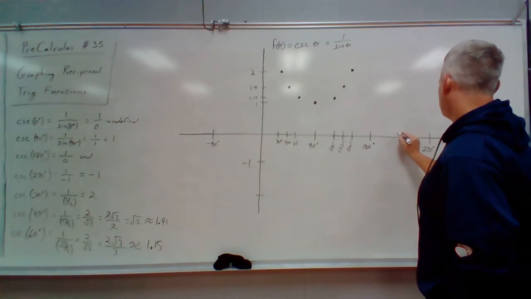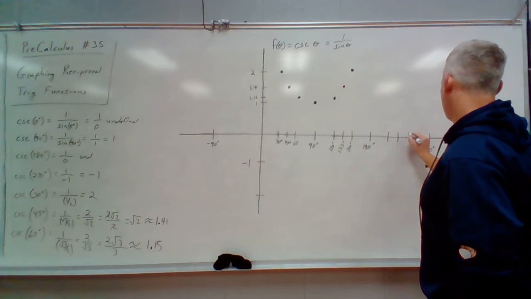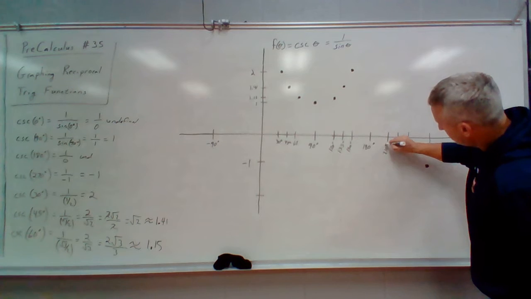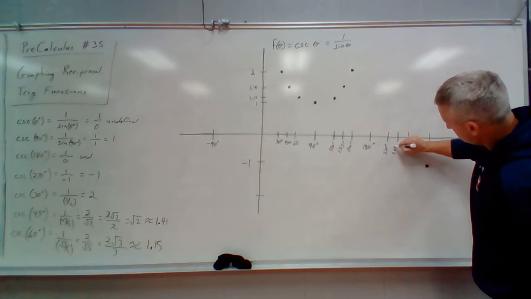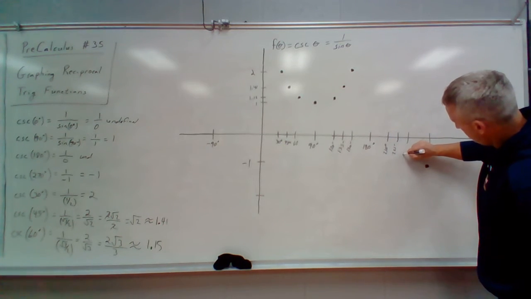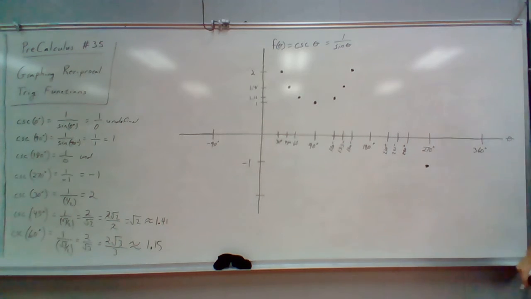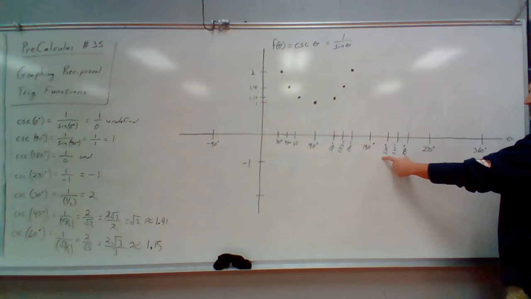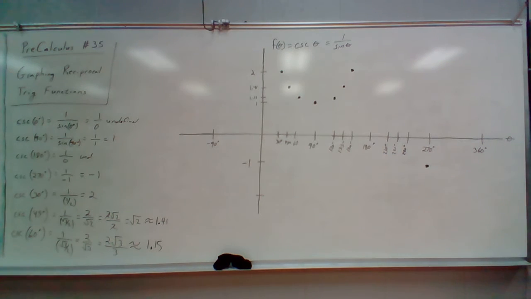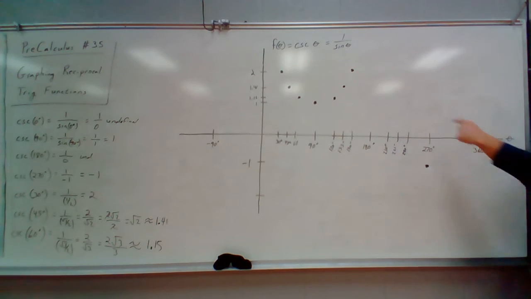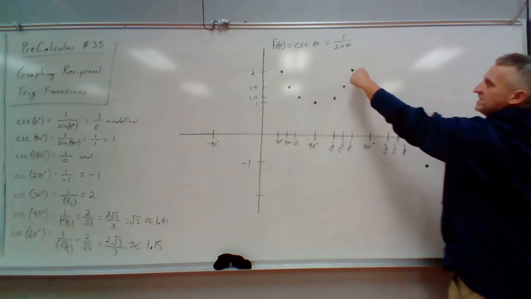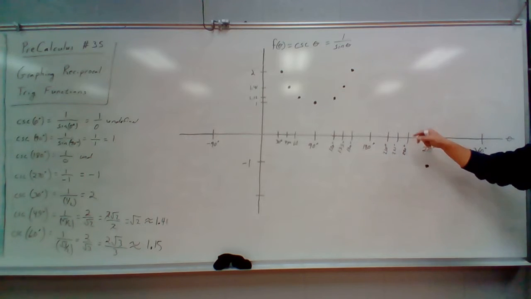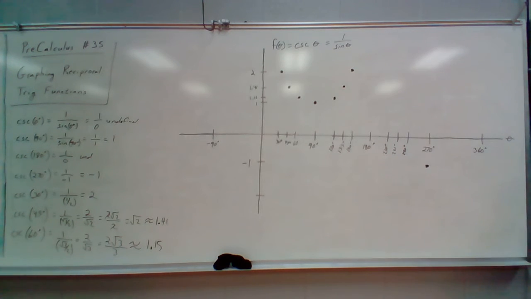And let's plot some more points. Let's say this would be 210 degrees, 225 degrees, 240 degrees. Okay, so now on the unit circle, I'm in the third quadrant. So my y-coordinate would be negative. So the sine value would be negative, which would make this whole answer be negative. So the output of the function will be negative in this quadrant.